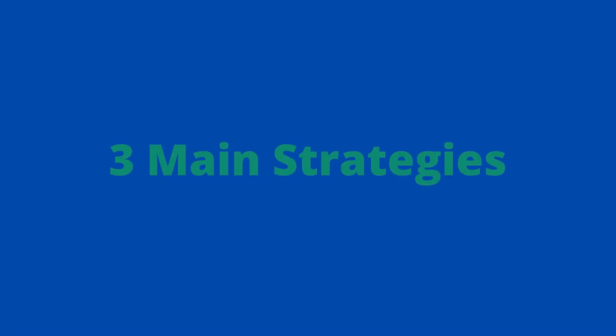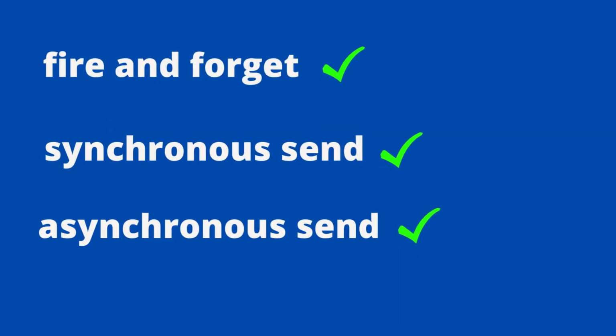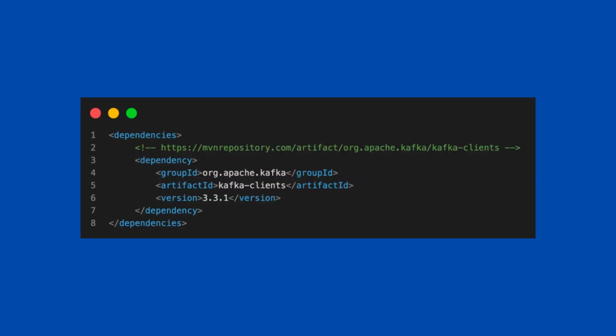There are three main strategies of sending messages in Kafka: fire and forget, synchronous send, and lastly, asynchronous send. We will look at each strategy one by one. Since we will be using a Java Maven project to demonstrate the strategies, we will first need to add a particular dependency to the pom.xml file. This dependency pulls in the official Kafka client package that contains all the classes we are using to create and use a Kafka producer.